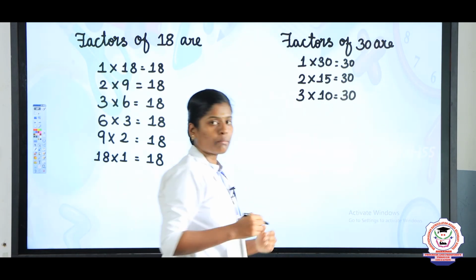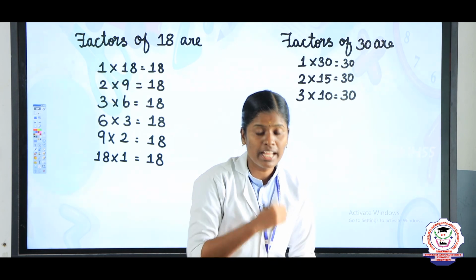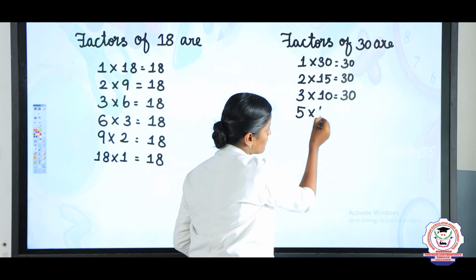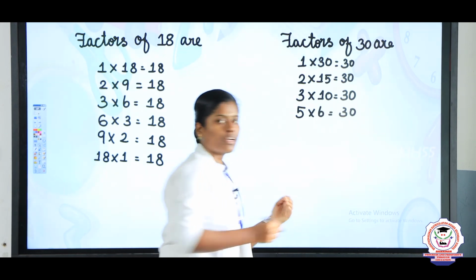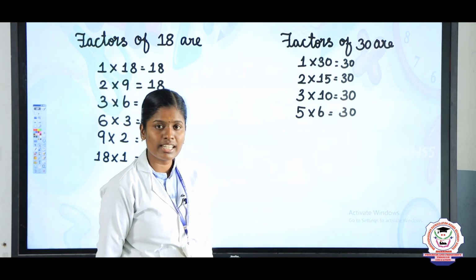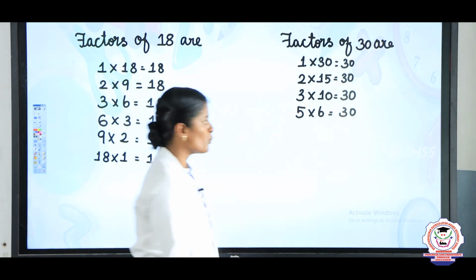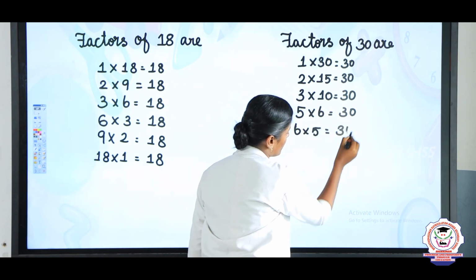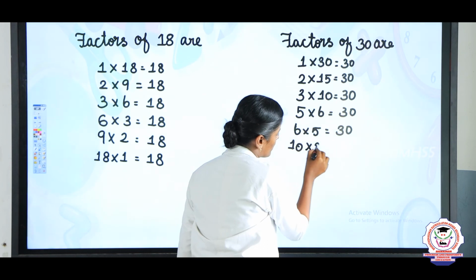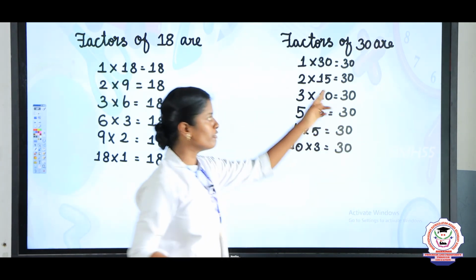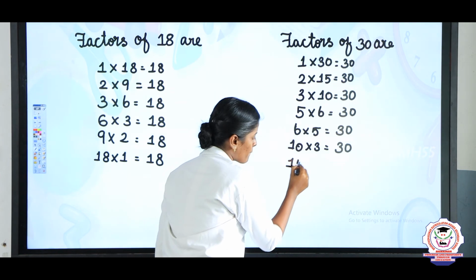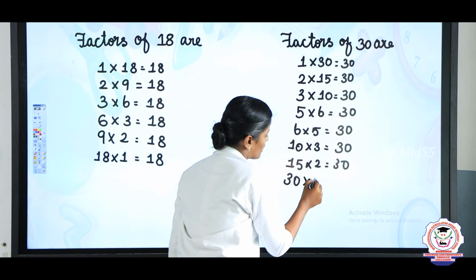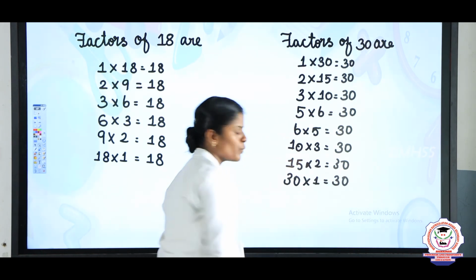Next I will take 4 table. 4 table 30 is not possible. Next I will take 5 table. 5 6s are 30. And the numbers will repeat. 6 5s are 30, 10 3s are 30, 15 2s are 30 and 30 1s are 30.